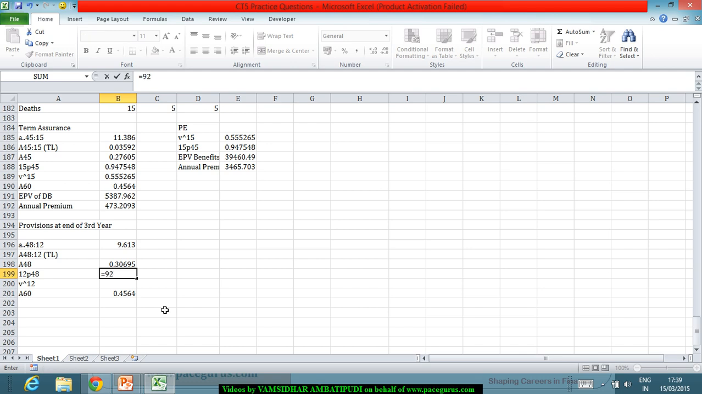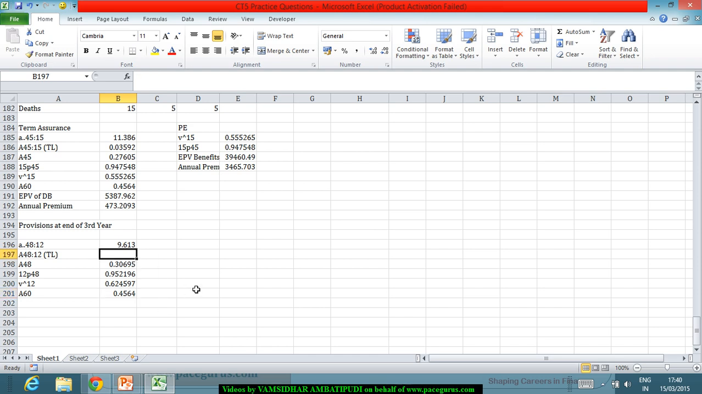L60 is 9287.2164 divided by L48, 9753.4714. So this is 12P48. Then this becomes 1 by 1.04 to the power of 12, which gives me this much.